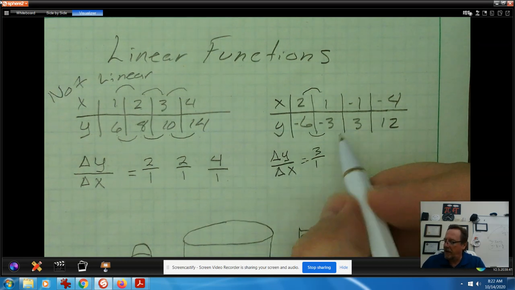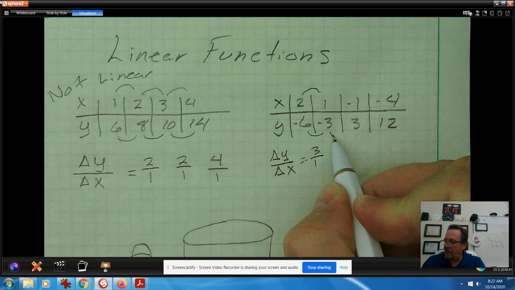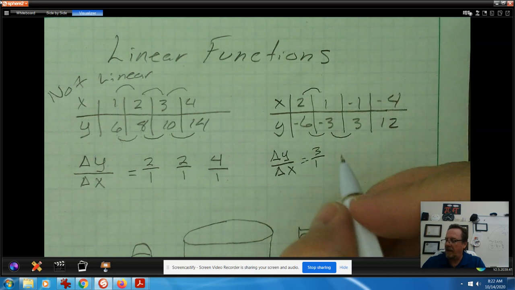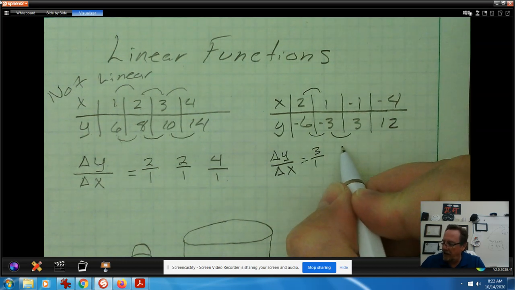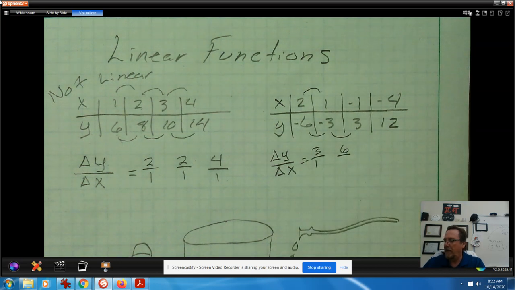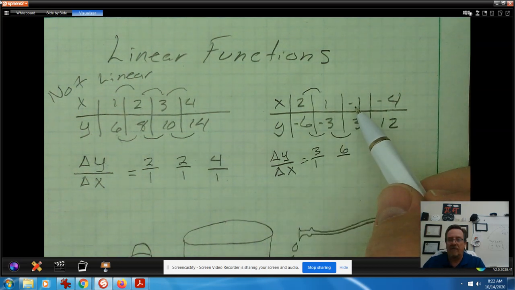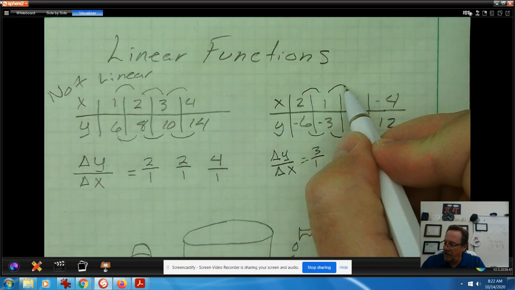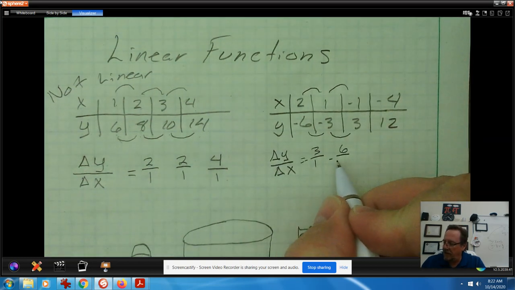Let's look at the next one. How do I get from negative 3 to positive 3? Well, that's actually a change of positive 6. How do I get from 1 to negative 1? Well, that's actually a change of negative 2.